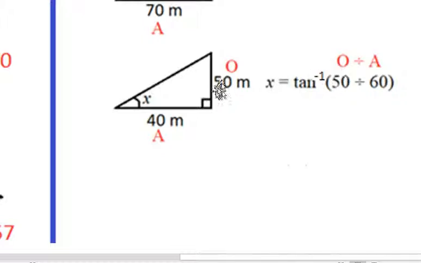So O, which is 50, divided by A, which is, well, I just hate it when I make mistakes here, but that 60 there should be 40. I don't want to remake the video because I've already remade it already, so I don't want to redo this, but anyway, that is supposed to be 40. So 50 opposite divided by 40. So we've got TOA, inverse tan of 50 divided by 40.